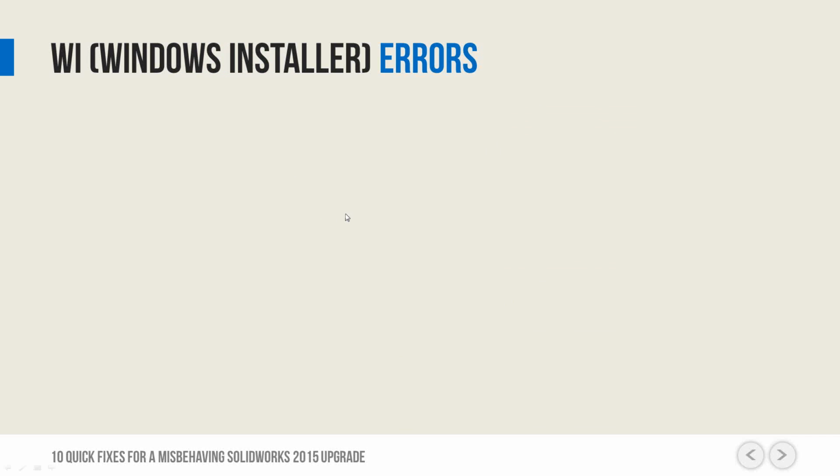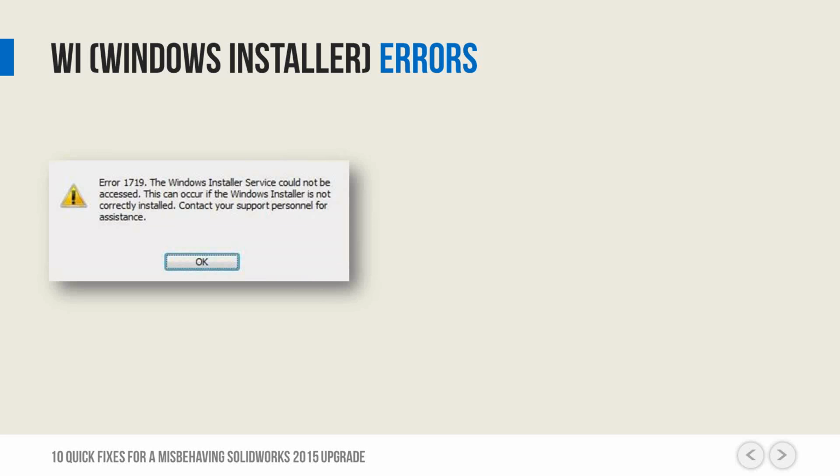Okay, let's continue on. So we have some other errors that we call WI errors or Windows installer errors. These errors have more to do with Windows more than SolidWorks itself. But we can approach those in a couple ways. So you may see an error like this, error 1719 or error 1603. They have a lot of different four-digit codes for these errors, and it'll give you some kind of cryptic information, and it doesn't really give you many options after that.